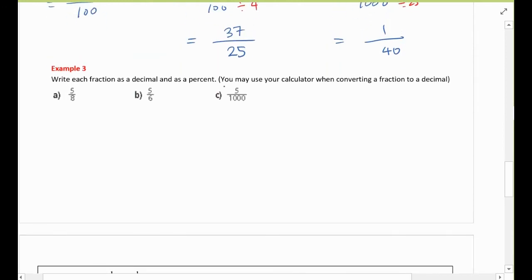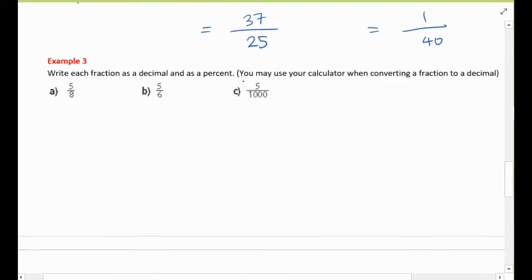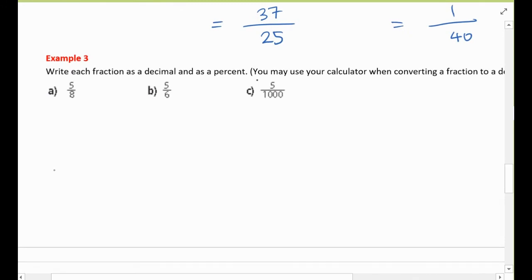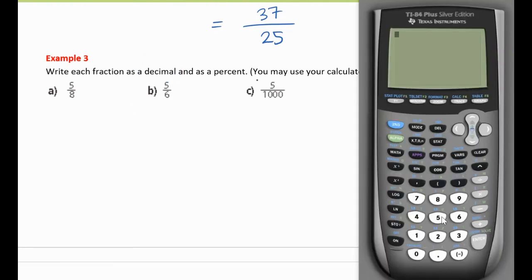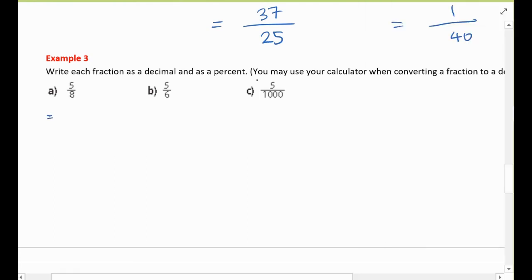Example 3. Write each fraction as a decimal and as a percent. So 5 over 8. We're going to change this to a decimal, so let's just use a calculator. 5 divided by 8 is 0.625. So write that down. 0.625. And to change this to a percent, you move 2 decimal places to the right. So that's 62.5%.